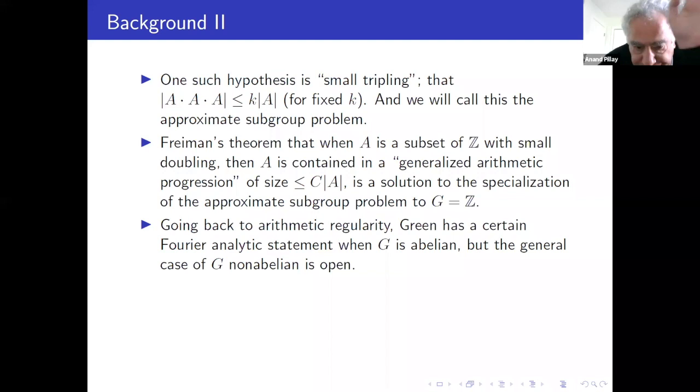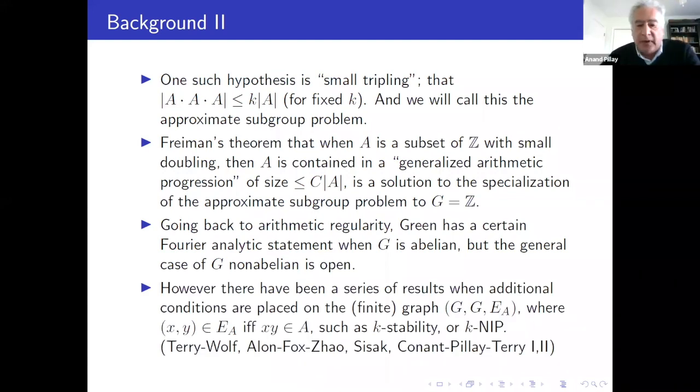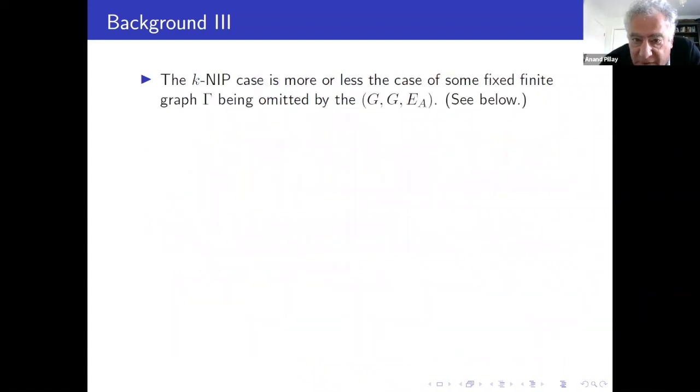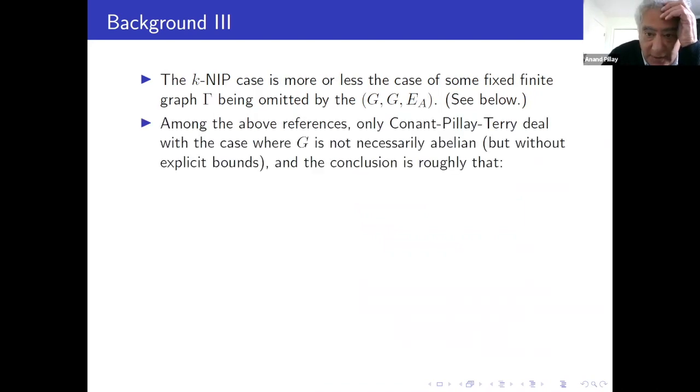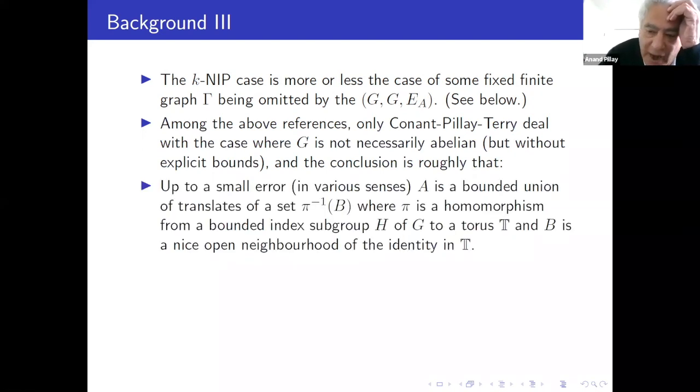Anyway, we talked about some results. You put additional conditions and look at the case where you impose this NIP condition, which means, more or less, that a fixed graph gamma is omitted by all the graphs G_A. And our conclusion from the work with Gabriel Conant and Caroline Terry was that up to a small error in various senses that one has to be precise about, the set A is a bounded union of translates of some set pi to the minus 1 of B, where pi is a homomorphism from some bounded index subgroup.